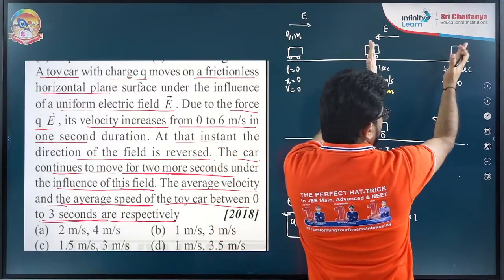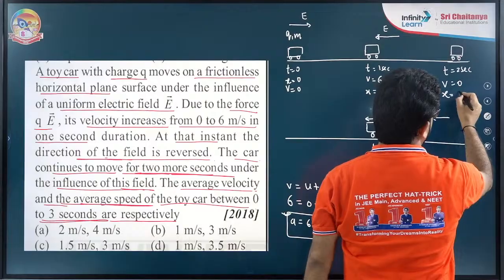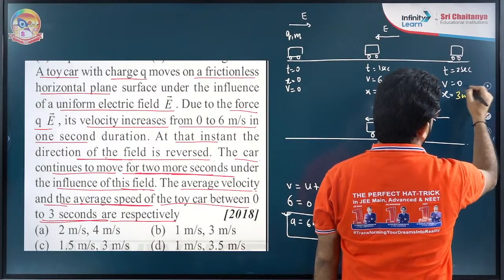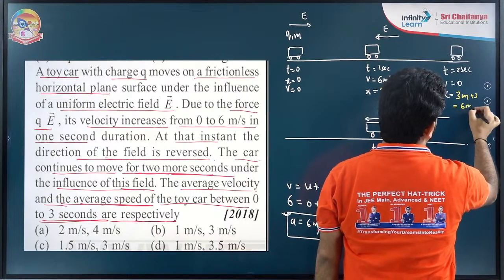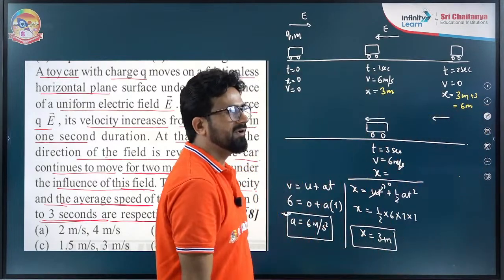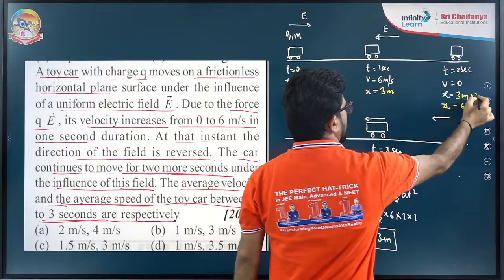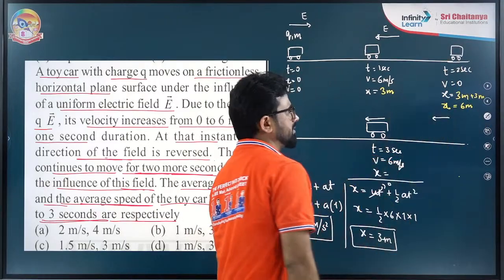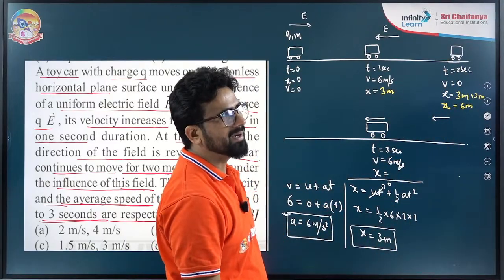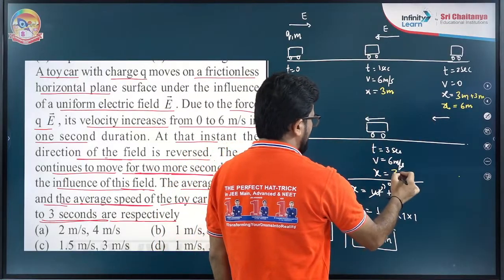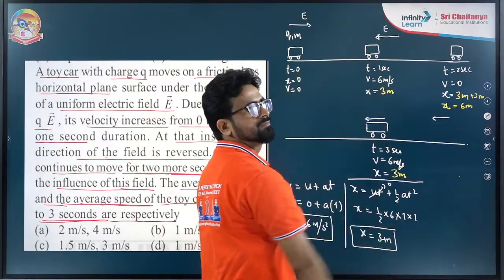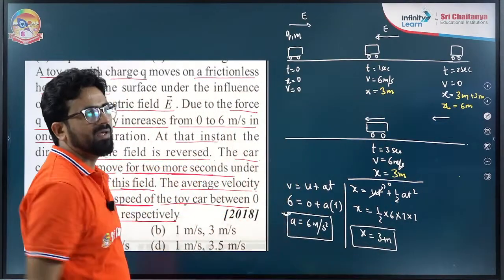Now the field is reversed. That means again it will cover the same distance, 3 meter. So 3 plus 3, total becomes 6 meter. That is the final position of x. Now again returning back, that means you are reaching the x equal to 3 meter position. That is the simple case we are putting.